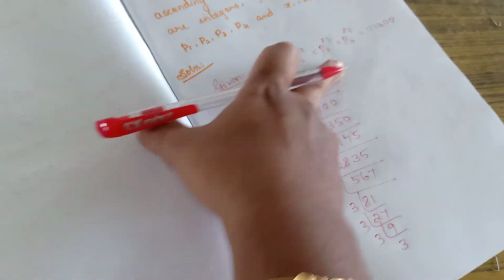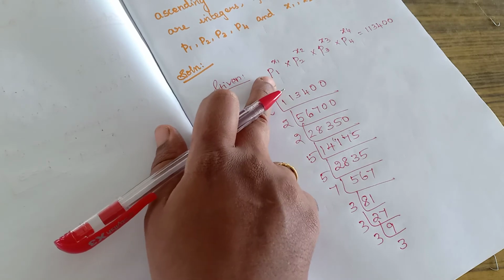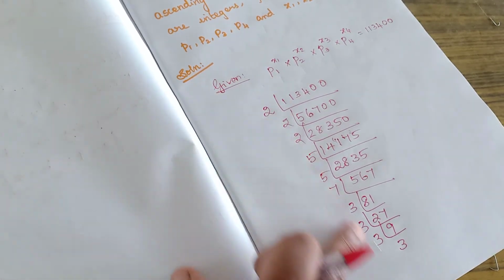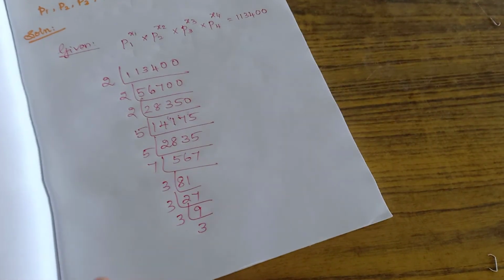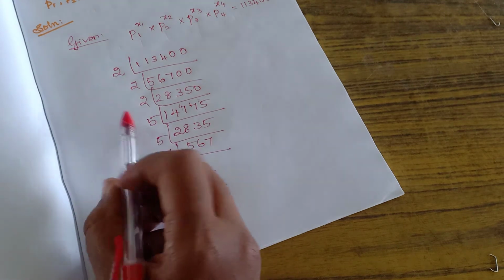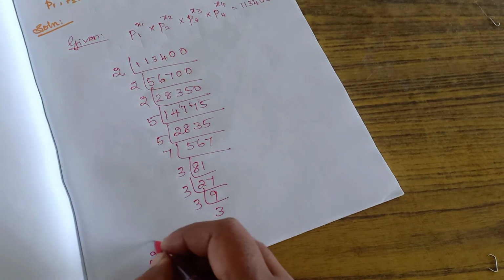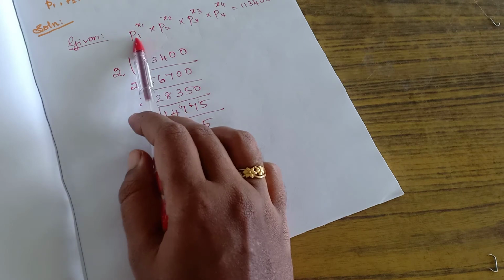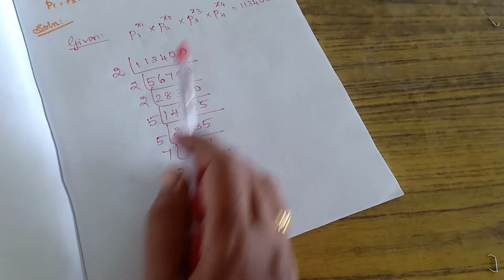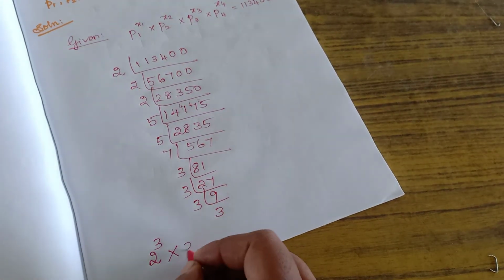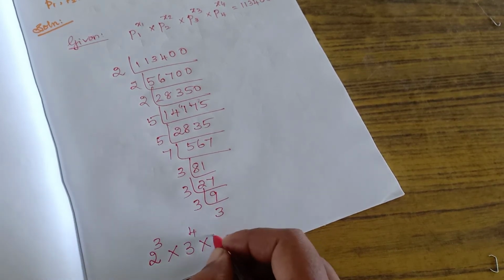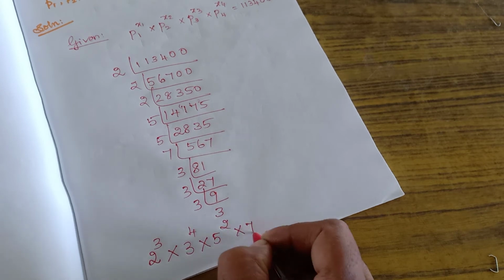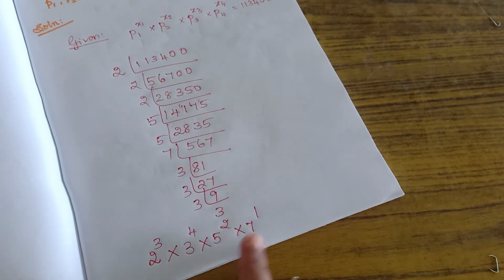Now the prime numbers we need to write in ascending order. P1 means the smallest prime number. Here what is the smallest prime number? 2 is the smallest prime number. So we write 2 first. 2 power how many? 1, 2, 3. So 2 power 3, into, next P2 means the next prime number, ascending order, smallest to biggest. Next after 2, 3 is present. So 3 power 1, 2, 3, 4, so 3 power 4, into next number 5. 5 power 2 into 7 power 1. Here 2, 3, 5, 7 are prime numbers and they are in ascending order.